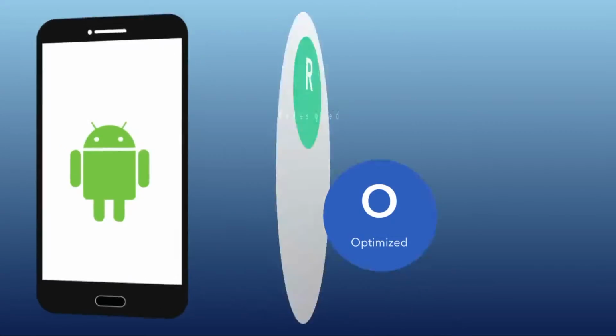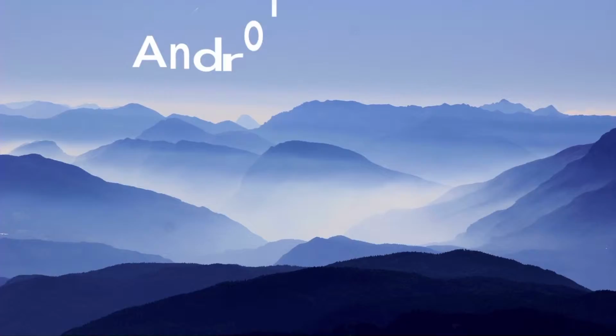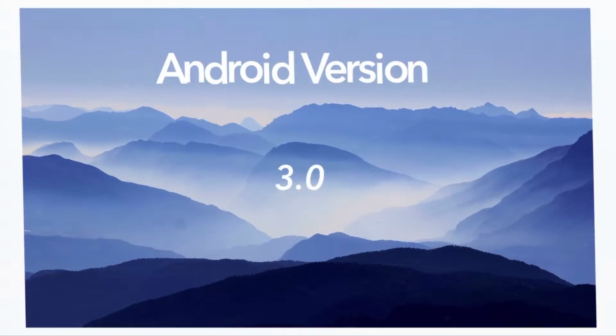So, how does that look? When I wanted to redesign the app, I wanted to get creative, and I totally redesigned it and made it different. And on top of that, to optimize it, I reduced the app screens. That way, not only is your phone prevented from heating up, but it also brings better RAM performance and usage. And in terms of efficiency, it was all with one goal, and that was to bring about smooth app performance. So, ladies and gentlemen, this is Android version 3.0.